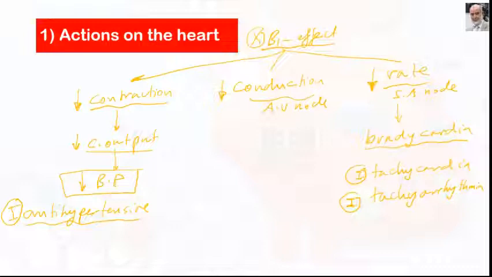As they decrease the conduction through the AV node, they can produce two things. One is important and has clinical application, and the other is a contraindication. Clinical application: they can block or decrease the conduction through the AV node. That's why they are used in certain atrial overexcitability.